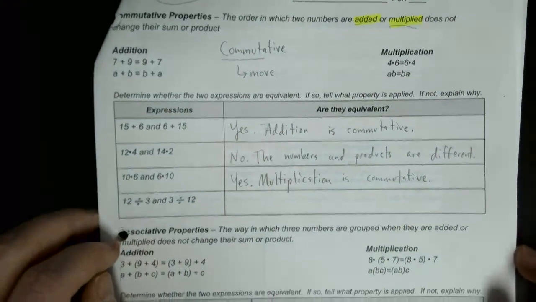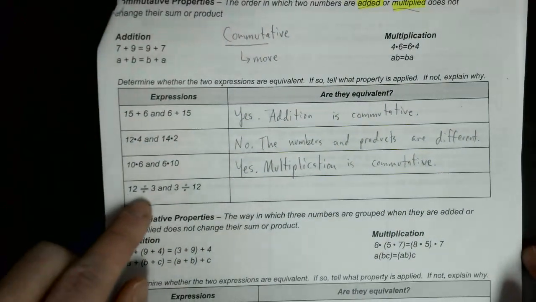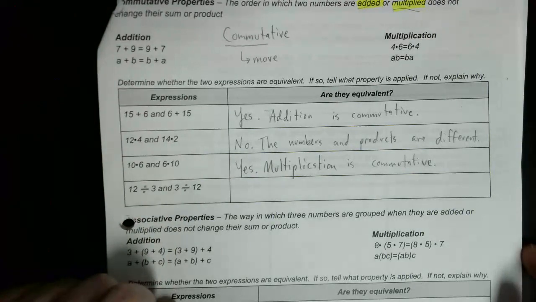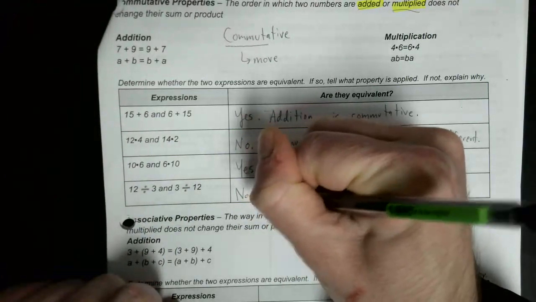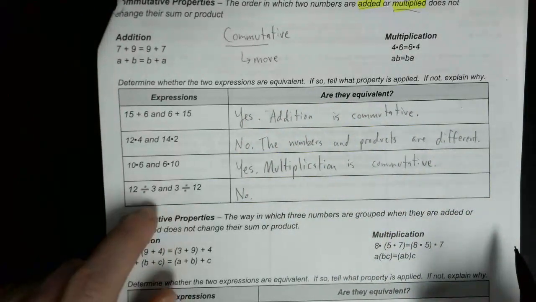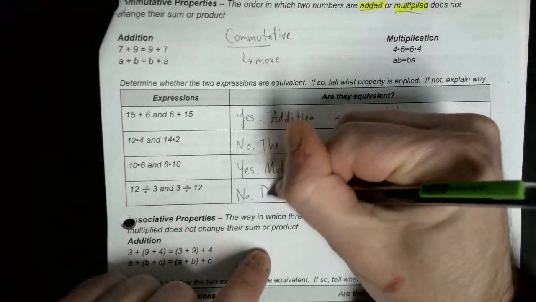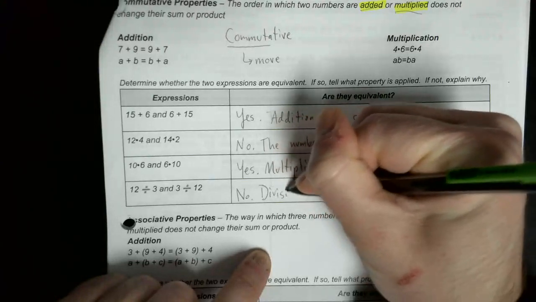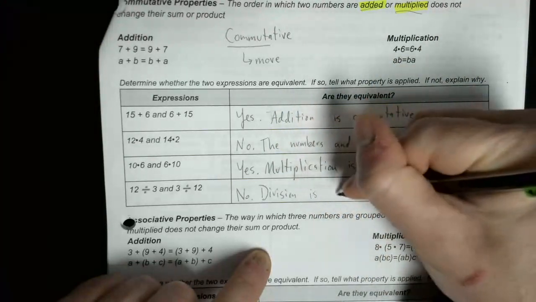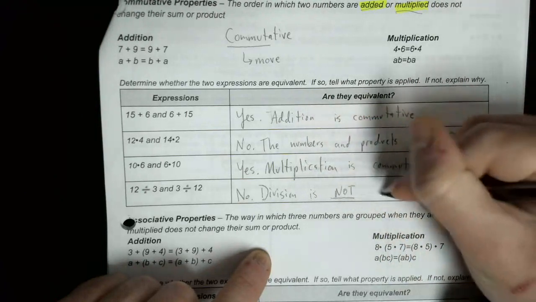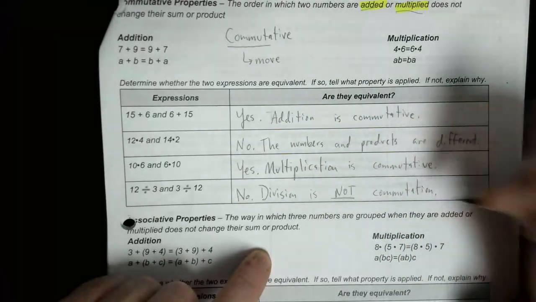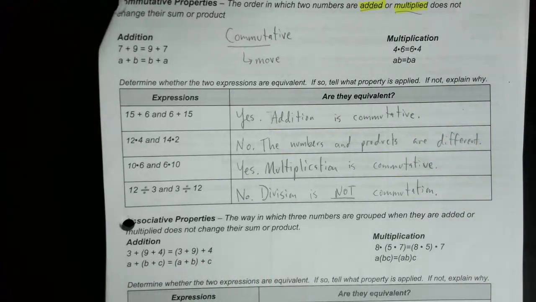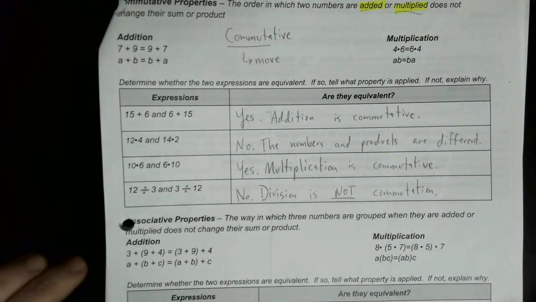All right, let's take a look at this last one here. 12 divided by 3, 3 divided by 12. Are those equivalent? No, they are not. Why? Well, they have the same numbers and the same operation, but division is not commutative. You cannot just change the order of a subtraction or a division problem and get the same answer. It only works for addition and multiplication. So that's called the commutative property.